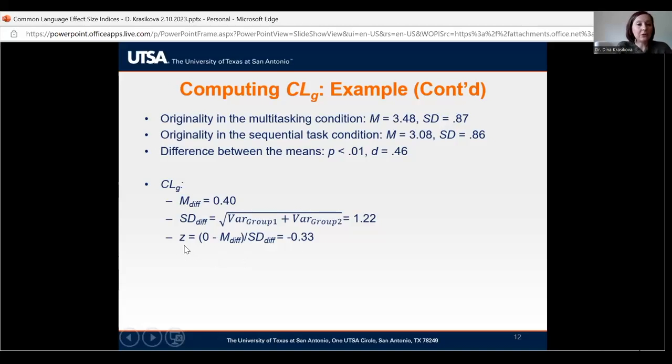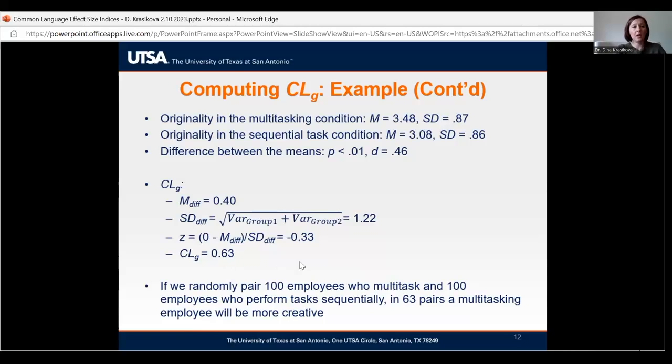Now we need to compute the z-score for a difference of 0. 0 minus 0.40 over the standard deviation of 1.22, and we get a z-score of negative 0.33. The upper tail probability, you can get that from a z-score table or using a z-score calculator or an Excel spreadsheet. The upper tail probability here will be 0.63, and this is our CLG.